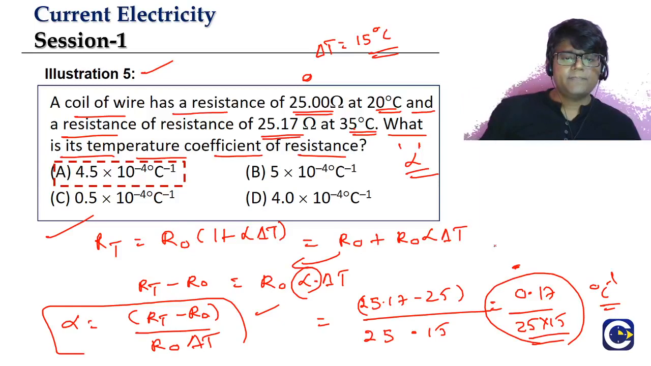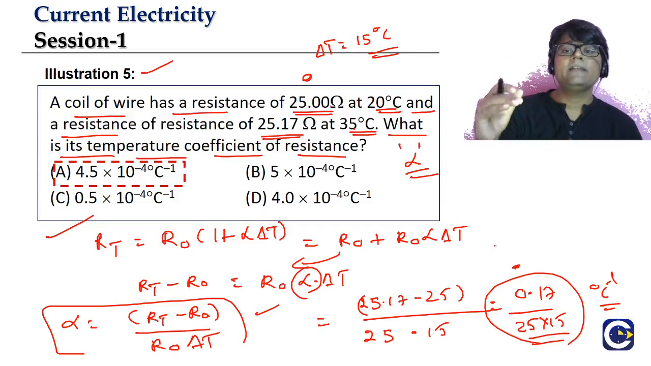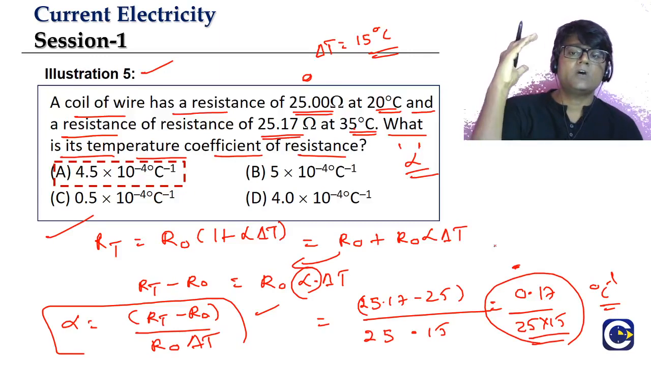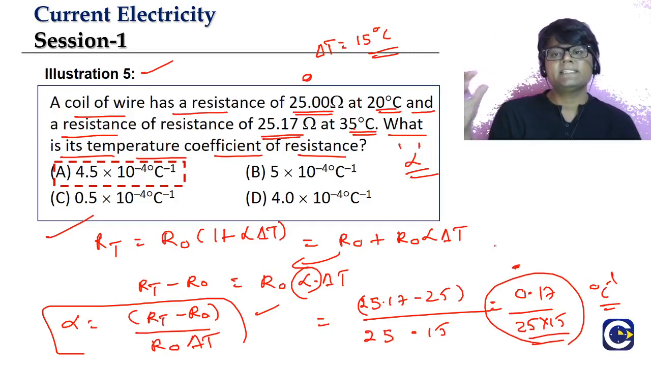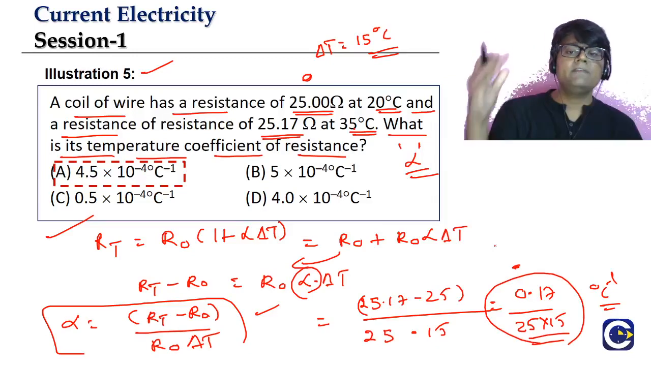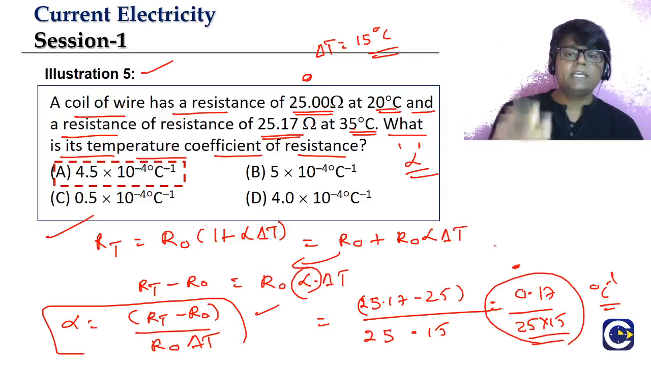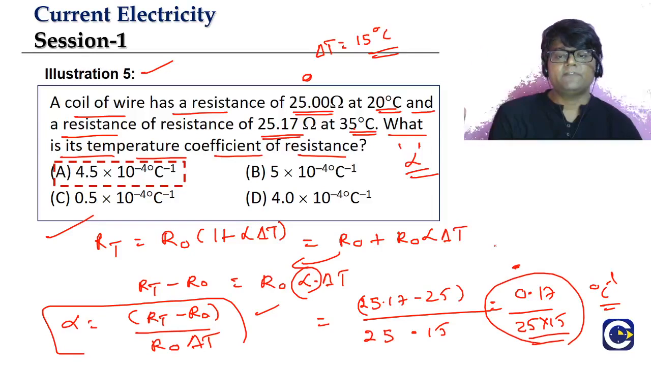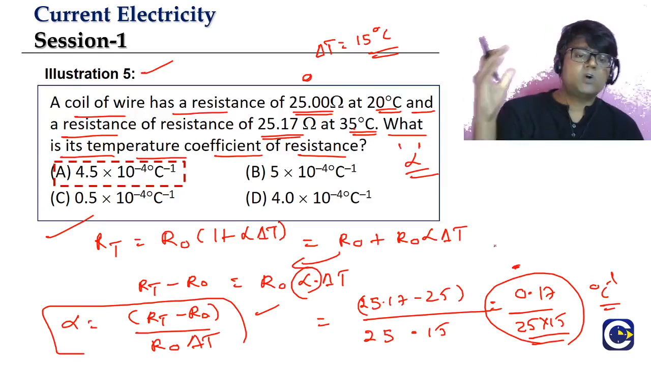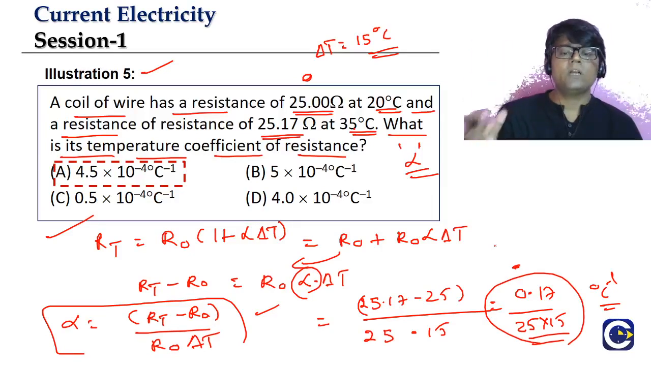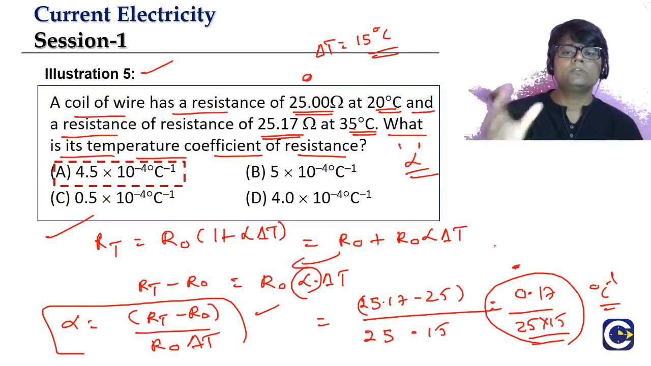Check it guys. So what are we doing in this question? Basically they are giving two temperatures. First temperature is 20. Second temperature is 35. And they are giving the resistance value at 20, resistance value at 35, and they are asking us the alpha value. So what we are doing basically is we are taking R0 to be 25, which is the resistance at the base temperature. R0 is always at the base temperature.